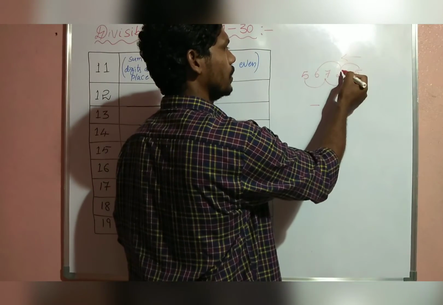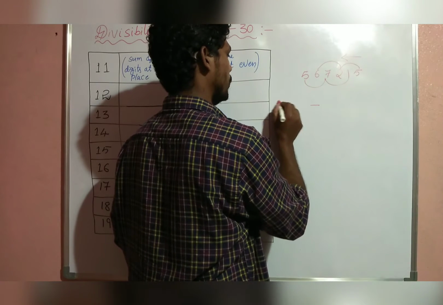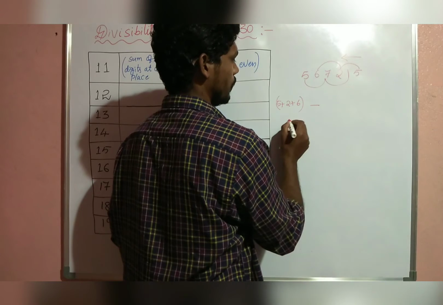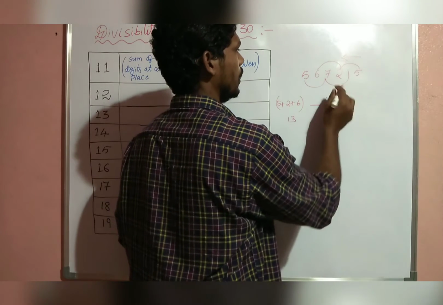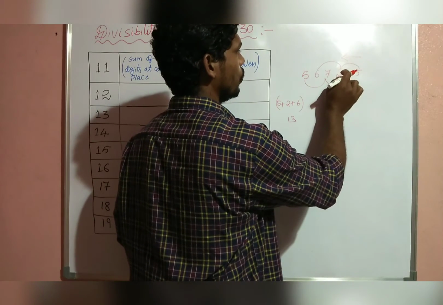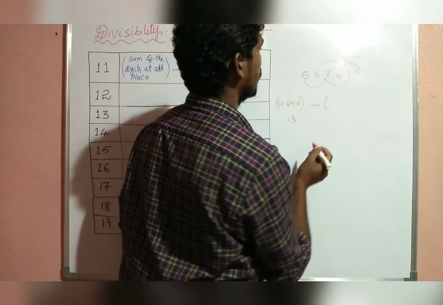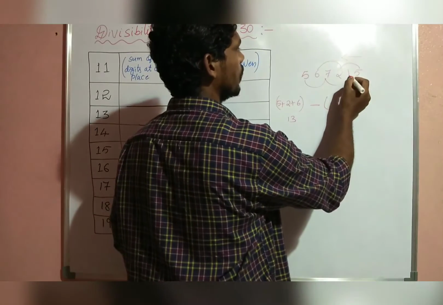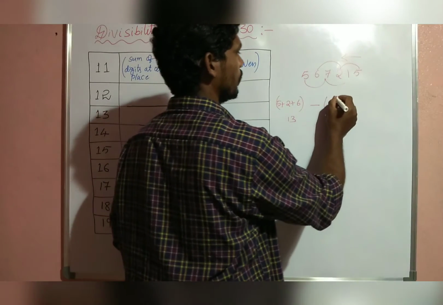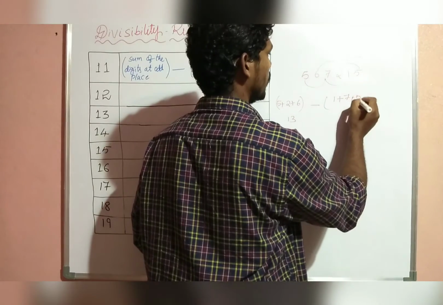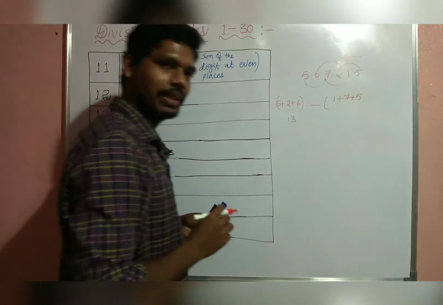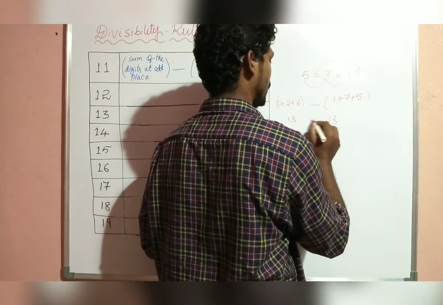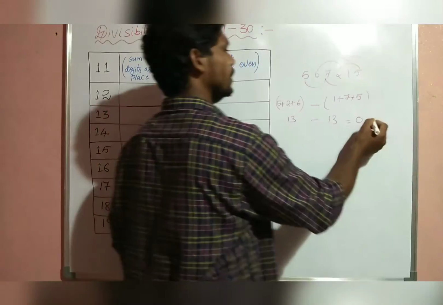So 5 plus 2 plus 6: 5 plus 2 is 7, 7 plus 6 is 13. Here the even places are 2 plus 6, and here one more: 1 plus 7 plus 5. 1 plus 7 is 8, 8 plus 5 is 13. The difference of these you are getting is 0.